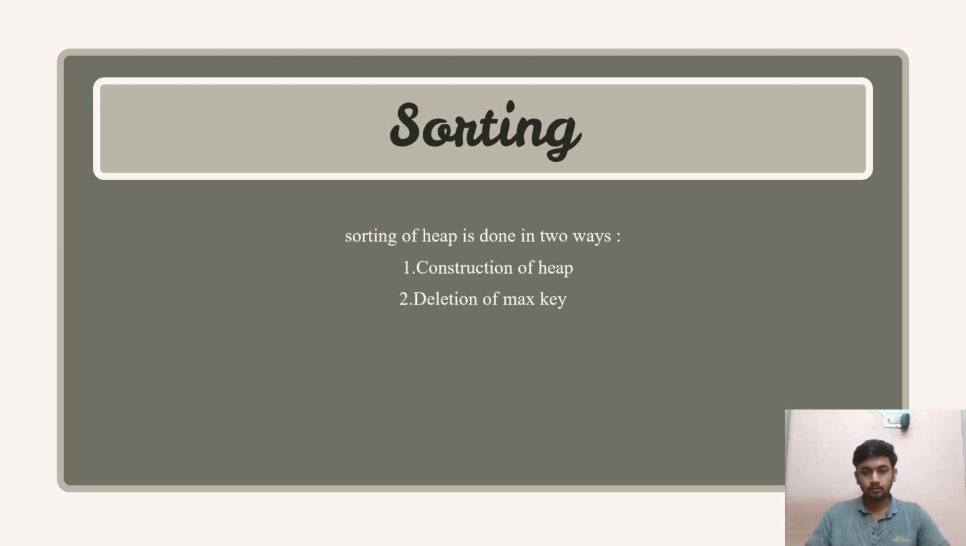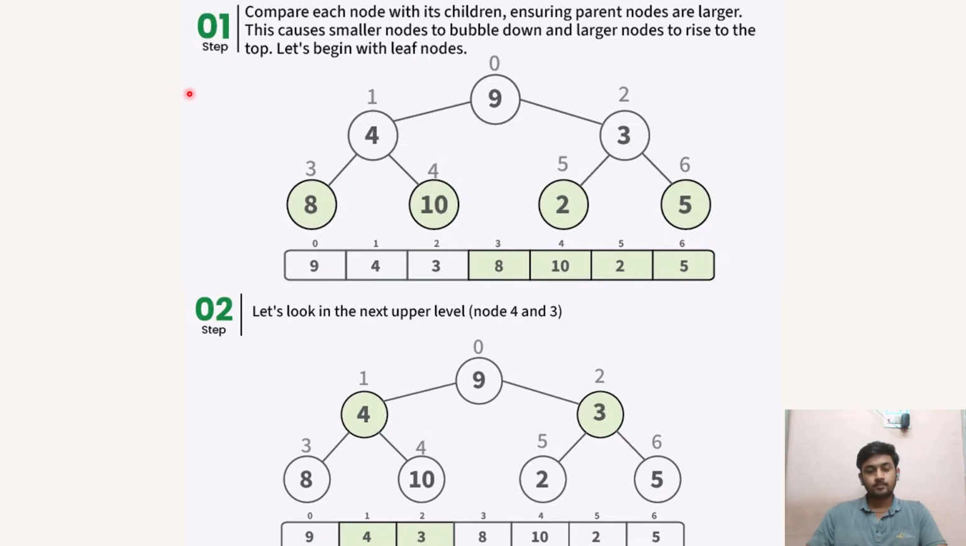So sorting of a heap is done in two steps: construction of a heap, and deletion of max from the heap. Let us consider this example. In this, 10 is the largest element, which is at the bottom of the tree. So we have to bring this element to the top, that is the root index. Before that, check whether 4, 9, 3 are in the correct place or not. Those are in the correct place because 9 is greater than 4 and 3.